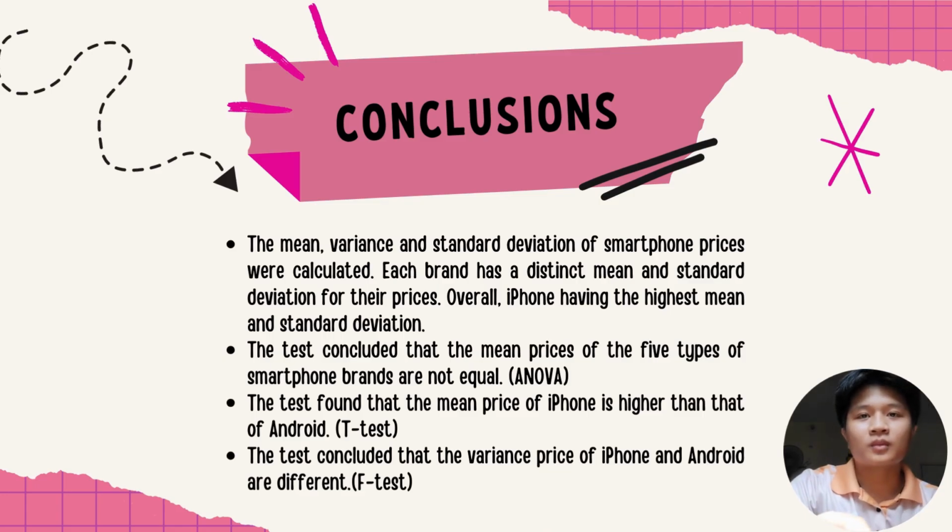To conclude our study, the mean, variance, and standard deviation of smartphone prices were calculated. Each brand has a distinct mean and standard deviation for their price. Overall, iPhone has the highest mean and standard deviation. For the ANOVA, the test concluded that the mean prices of the 5 smartphone brands are not equal. For the hypothesis test of mean, the test found that the mean price of iPhone is higher than the mean price of Android. For the last objective, the hypothesis test of variance, the test concluded that the variance of price of iPhone and Android are different.